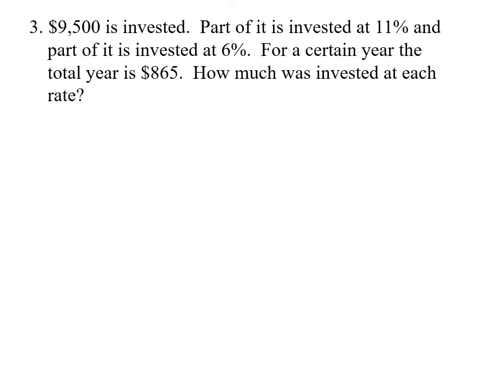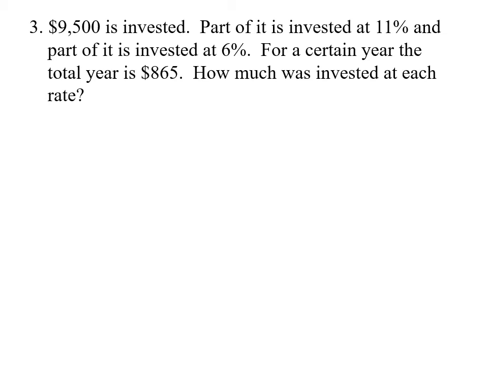Okay, we also talked about money back in chapter 1, so same idea here. We have $9,500 invested, part invested at 11%, part invested at 6%. You make $865. How much is invested at each rate? This is exactly the same problem that we did back in chapter 1. So you could do it the same way we did it back in chapter 1, or you can do it with a system. I'm going to show you the system.